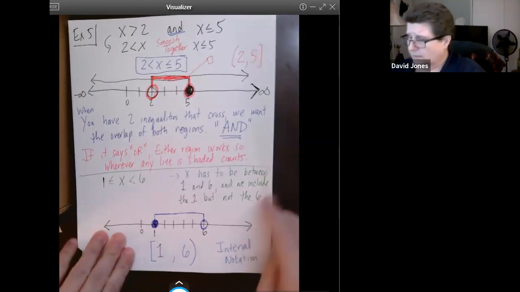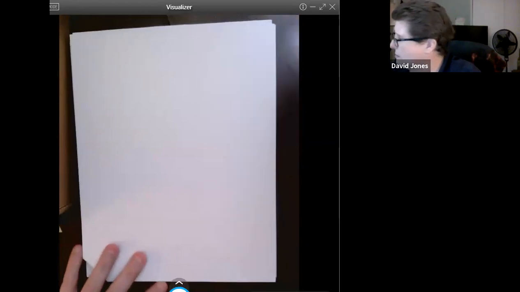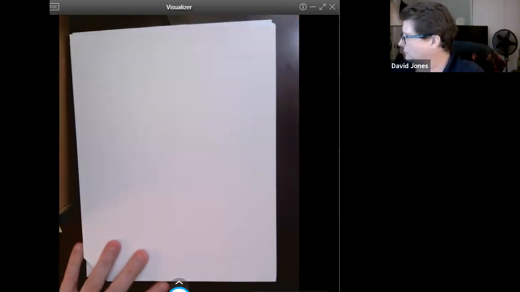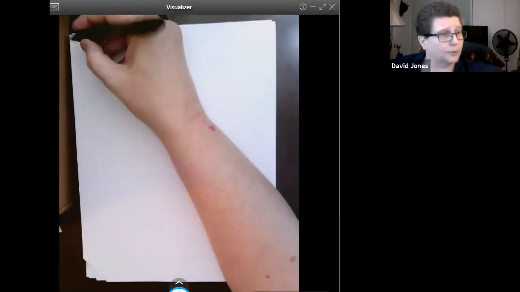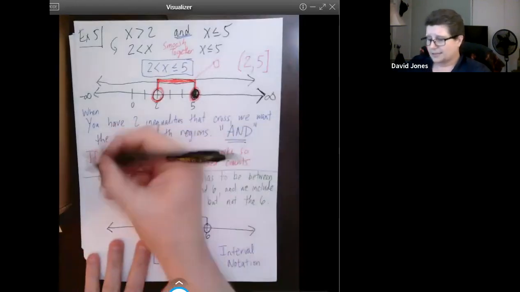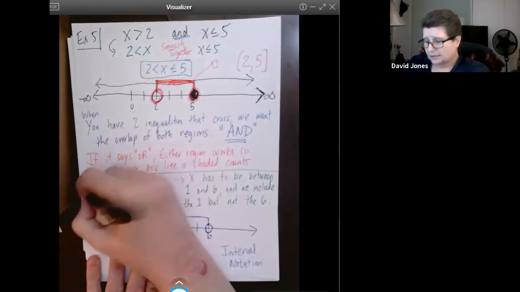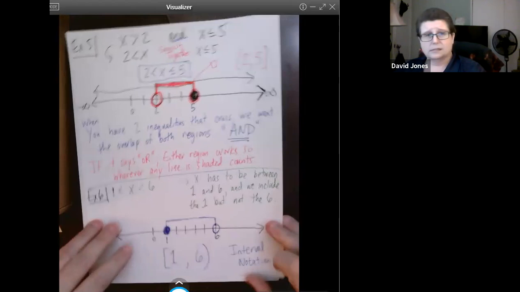Okay, a little bit more. Do one more. What was that example? Oh, well, I did 1 is less than or equal to x less than or equal to 6. Let's call that example 6. So example 7.